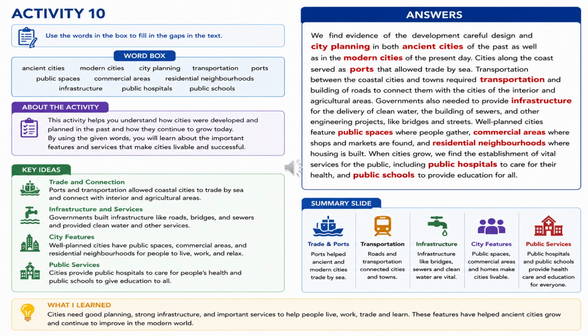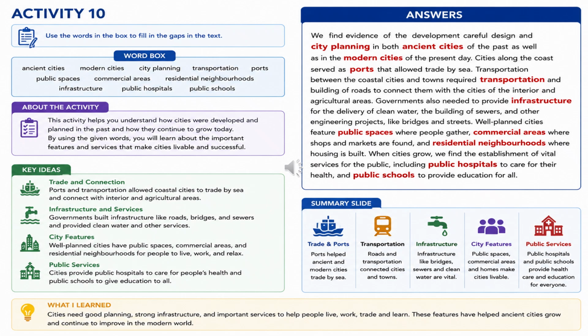Okay, now the last activity of the lesson, that is activity 10. In this activity, we will use the words from the word box to complete the passage. This is a review exercise, so it will help us remember the important ideas we have learned throughout this lesson. Before we look at the answers, I want you to read the passage carefully and try to fill in each blank by yourself. Pause the video if you need more time. Once you are ready, let's check the answers together.